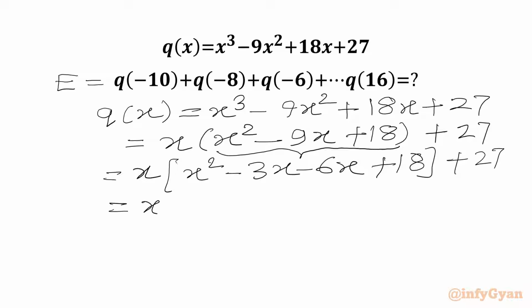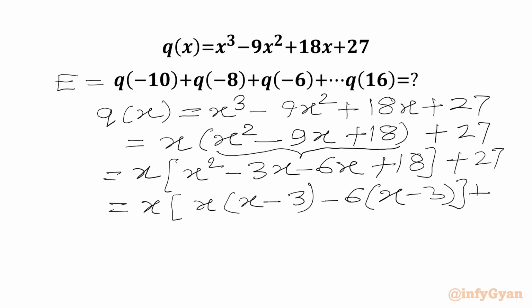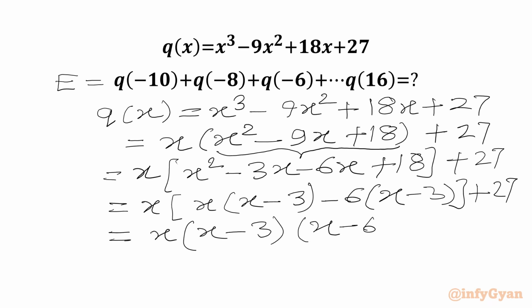Will be equal to x. From first two terms we can take x common. So in the bracket we are going to write x minus 3. From next two terms we can take minus 6 common. So in the bracket we will be getting x minus 3 plus 27. Now x minus 3 is common. So we will write x times x minus 3 times x minus 6 plus 27. So this is our q(x).